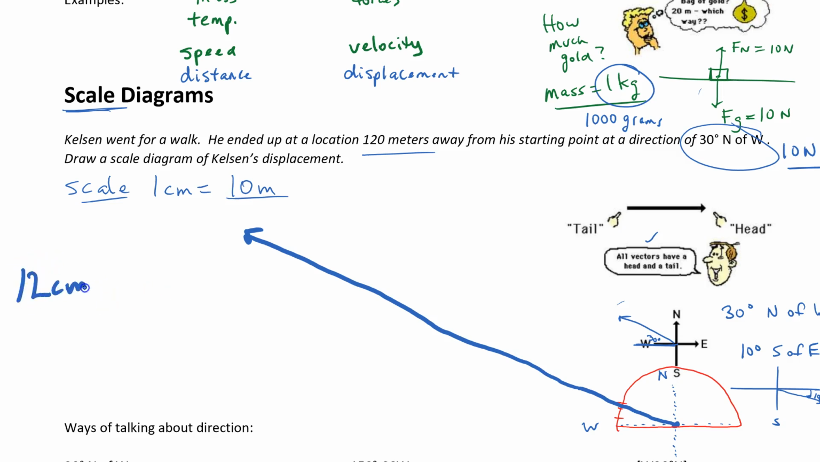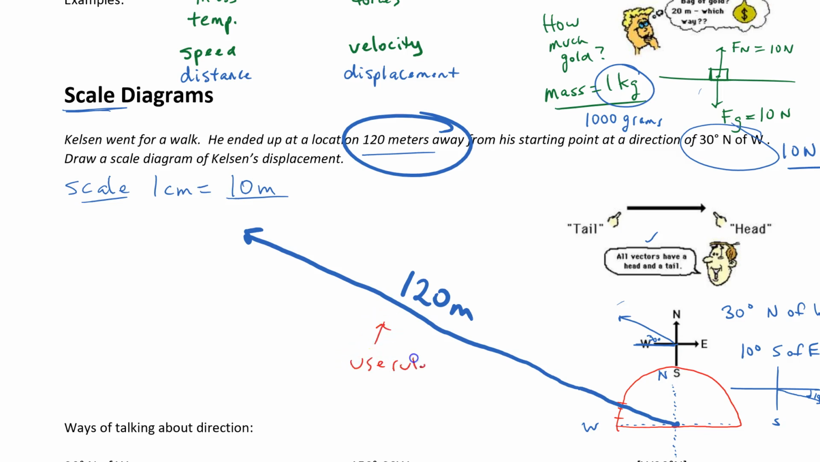12 centimeters using your ruler. But when I label my diagram, I don't want to label it 12 centimeters. I want to label it 120 meters because it's a scale diagram, and I want to say that represents 120 meters. I hope that makes sense to you. And that's what my scale diagram would look like. So again, use a ruler. And being exact is kind of important when we do these scale diagrams.